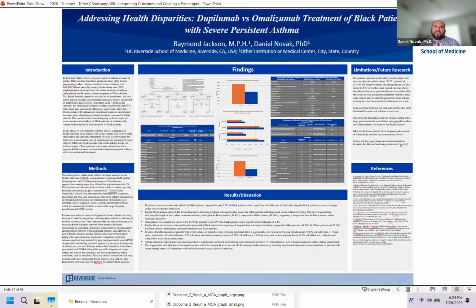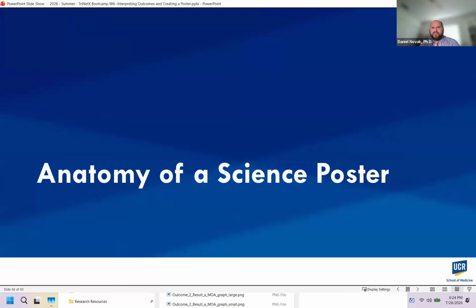And this student here did a fantastic job. He just presented his final version. We actually gave him an award for it this past year, for looking at dupilumab and omalizumab in treatment of Black patients with severe asthma. So we found that there not only was a disparity in prescription rates, but that they actually had materially worse outcomes for Black patients, which is absolutely something that physicians should look into and try to ameliorate.